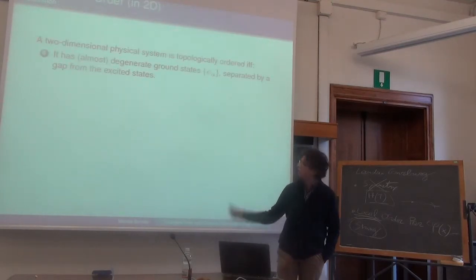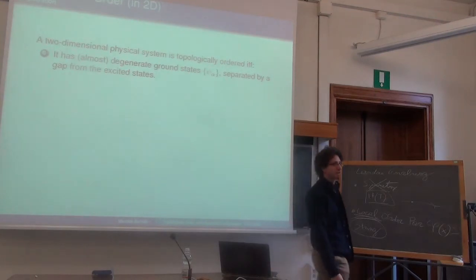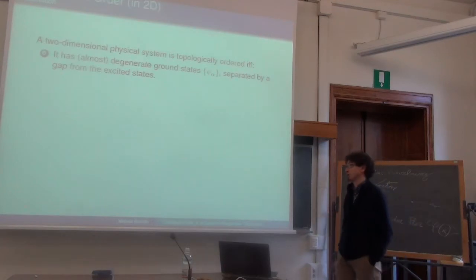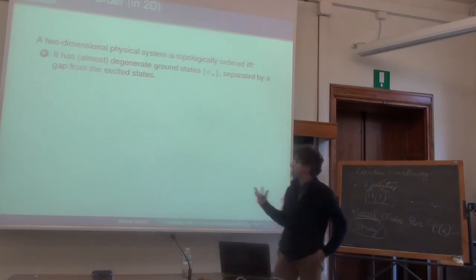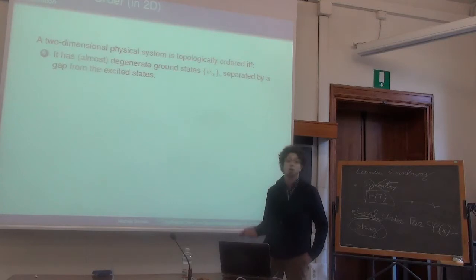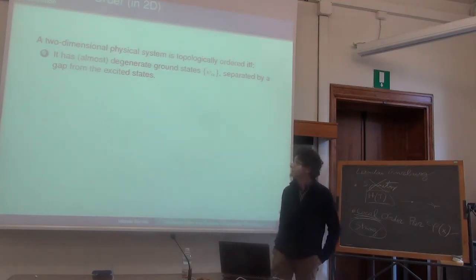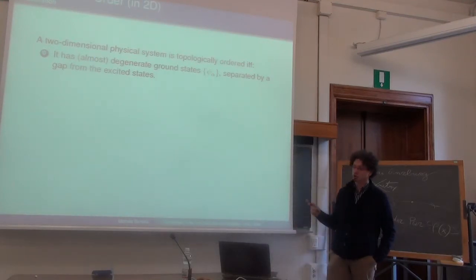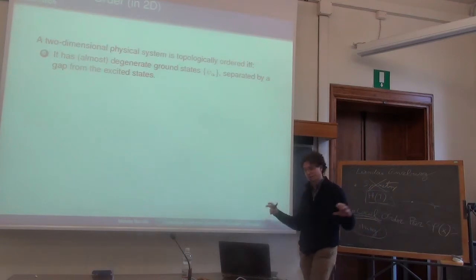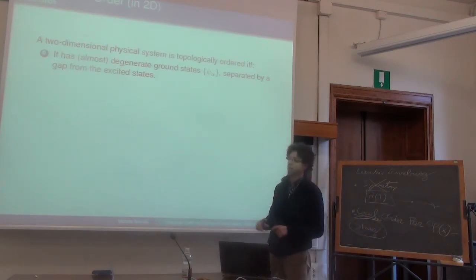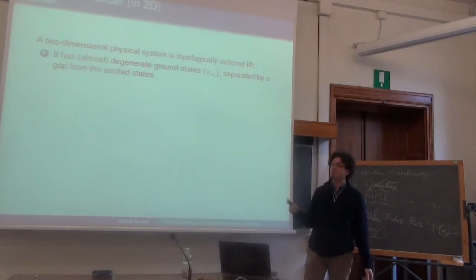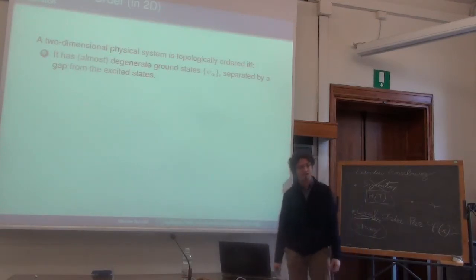So I spoke a lot about topological order. Let me give you a first definition of topological order. This is a pretty strong definition, and it is the one usually used by Kitaev. So the requirement 0, let us say, is the previous one for the gap. Essentially, you want to have a set of low-lying energy states or ground states that are separated by a big gap from all the excitations in the system.